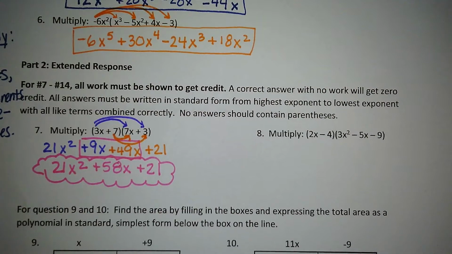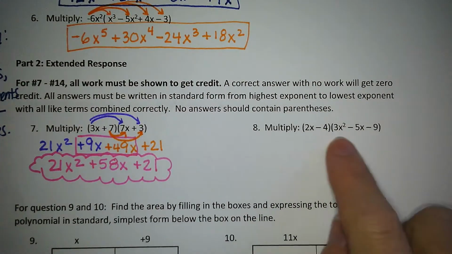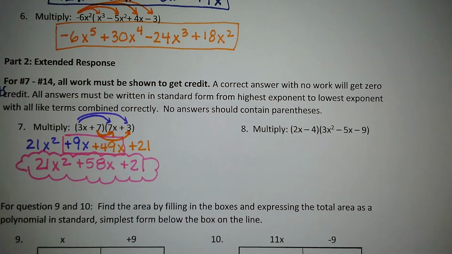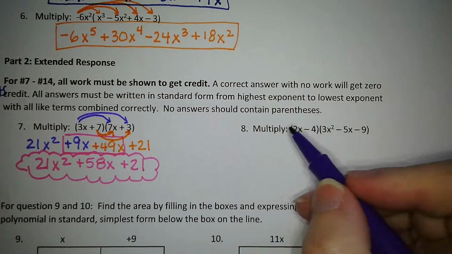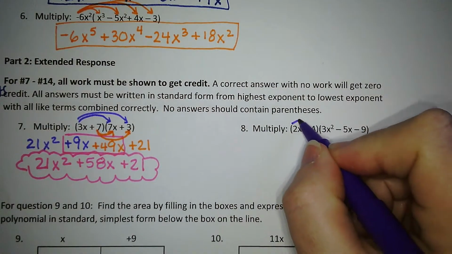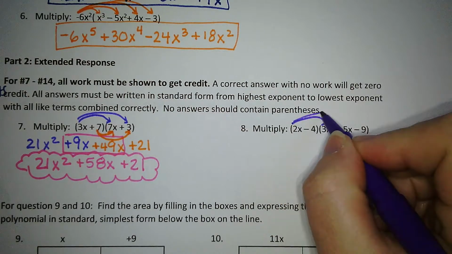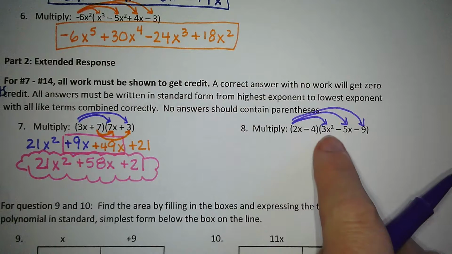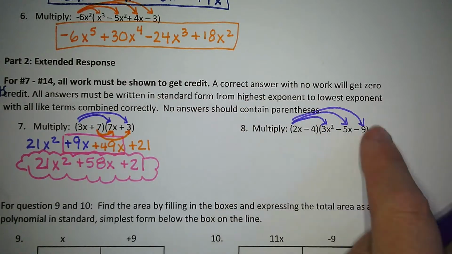For number 8, this one's a little bigger, and you've got to be careful because the one that's on the test looks just like this. So you want to be sure that you're following along in case you have questions. The first thing I'm going to do is take my 2x and distribute it to everything in the second polynomial. So I'm going to have 3 things. I'm going to multiply and get 3 different things.